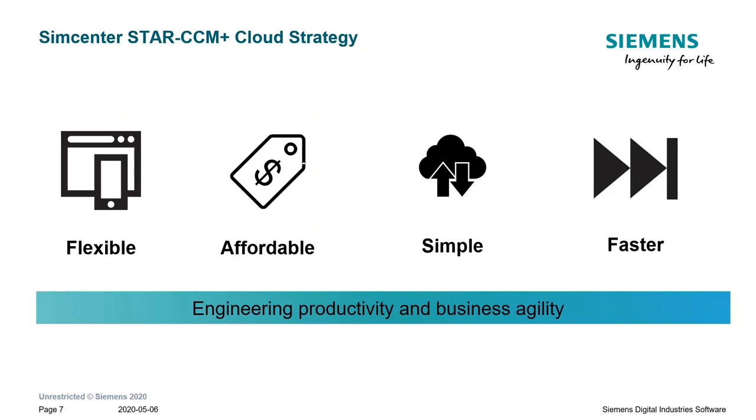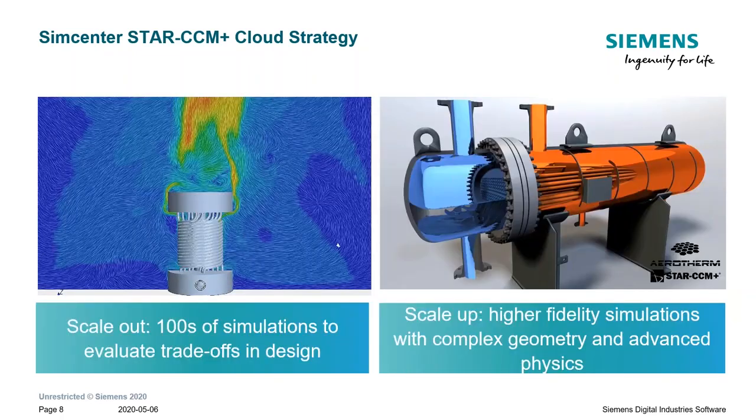So in our cloud strategy, to summarize, we want to put engineering productivity at the center and, as a consequence, have a more agile business. But let me tell you a little more about what we mean by being faster.